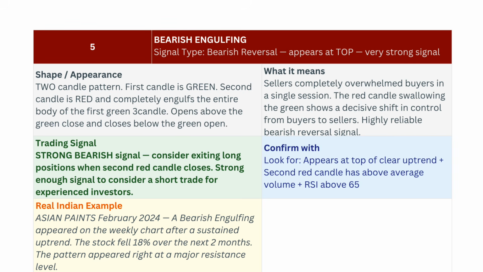Bearish engulfing. Signal type, bearish reversal, appears at the top. Very strong signal. Shape, two candle pattern. The first candle is green, the second candle is red, and completely engulfs the entire body of the first green candle. It opens above the green close and closes below the green open.